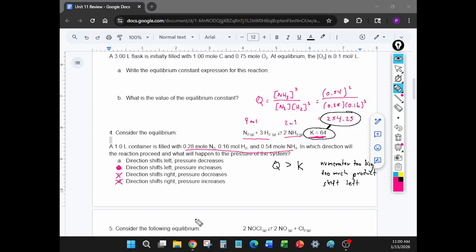Okay, so that's typically what a Q versus K type of problem would look like on the AP test. I think you have one very similar to this on your exam as well. I haven't looked at it in a while, so I don't know.